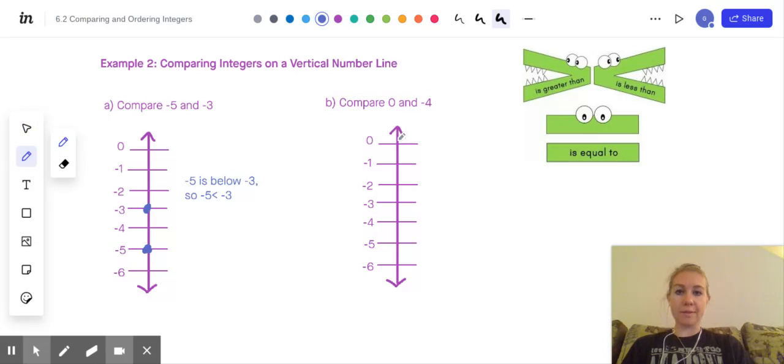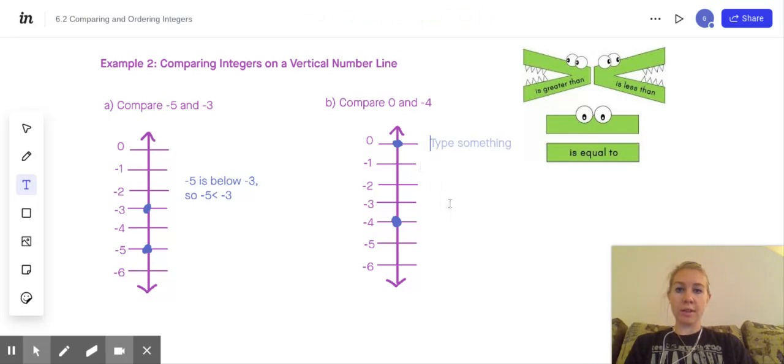Well, first let's graph 0. And let's graph -4. Okay? So now let's determine if 0 is greater than or less than -4. Well, -4 is below 0. So 0 is above -4. So 0 is greater than -4. Okay. Also, you might notice that 0 isn't really in the middle of our number line, and that's okay.